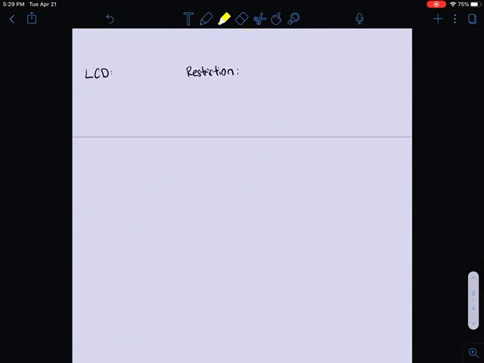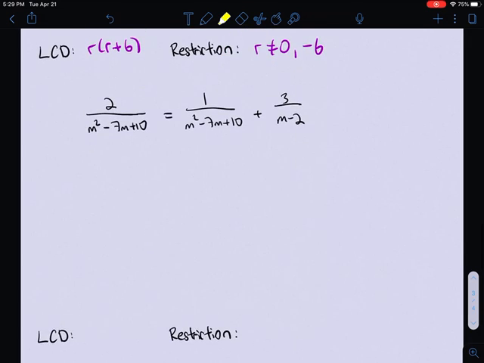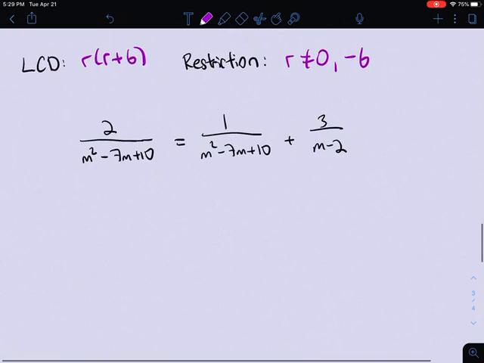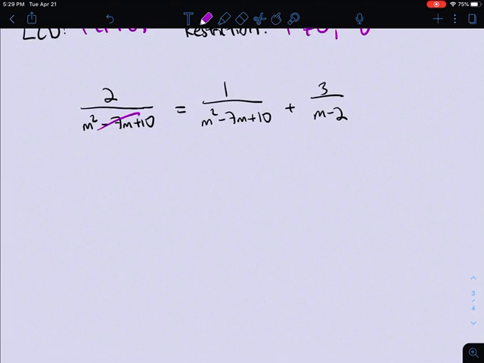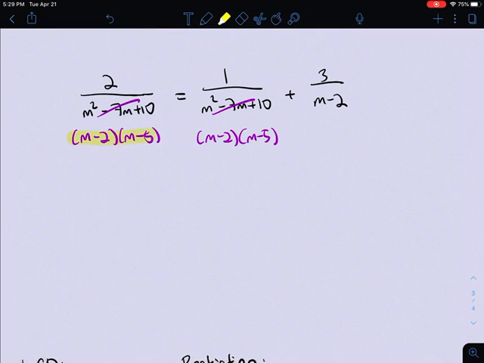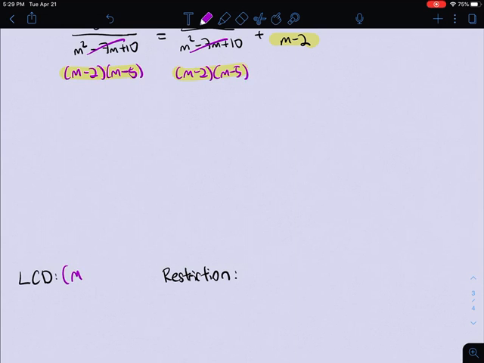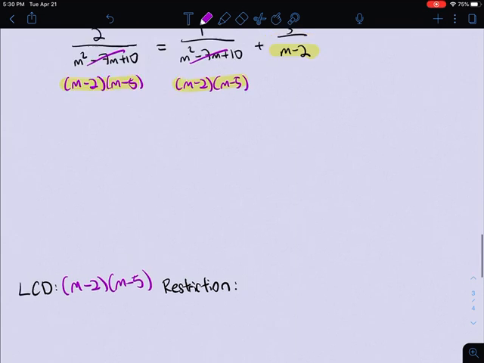Okay, it looks like I've got one more. Yep, one more. So again, let's go ahead and quickly look this over as well. LCD and restriction. Well, first, I think we can factor each of these. 2 numbers that add up to negative 7 and times to positive 10. Here we go. So now here's my new denominators. What's my LCD? Well, I think I'm going to just have n minus 2 times n minus 5.